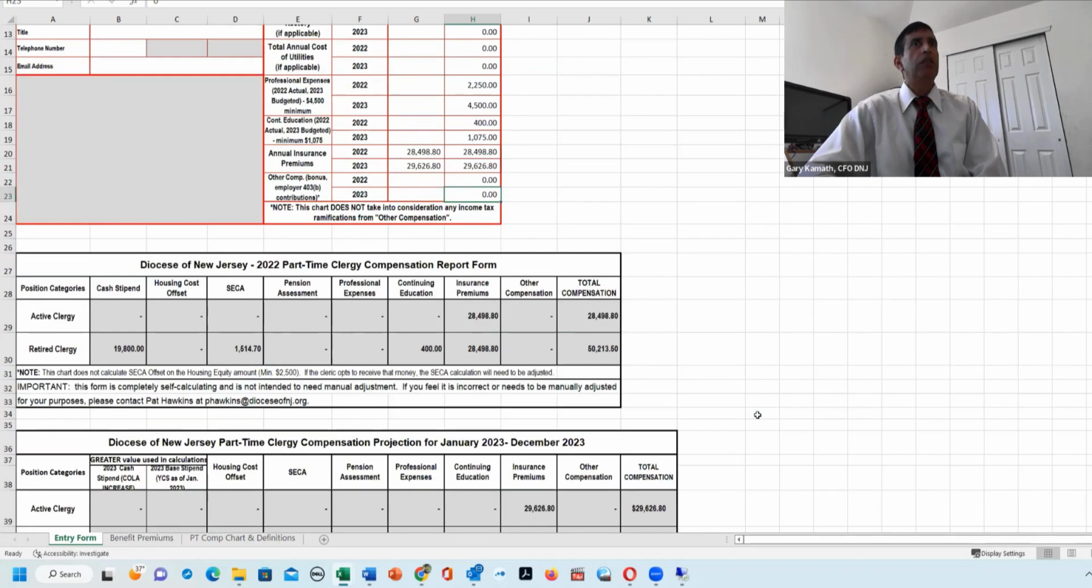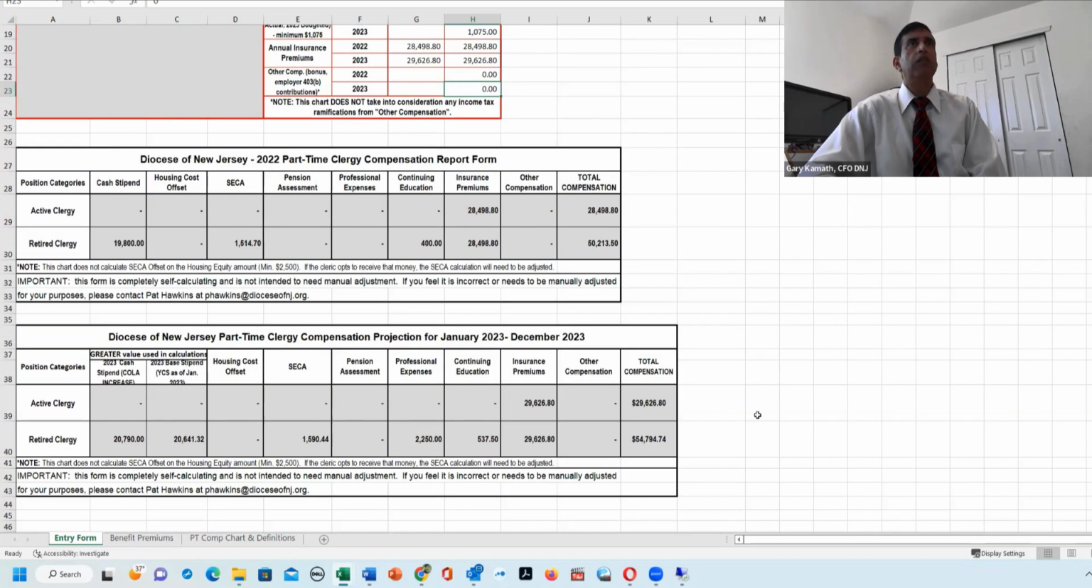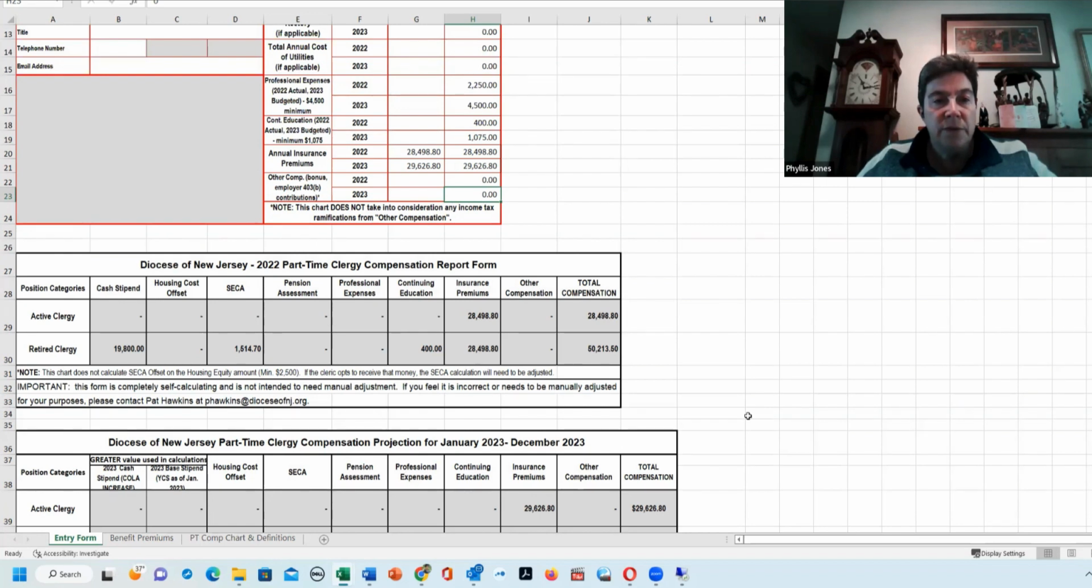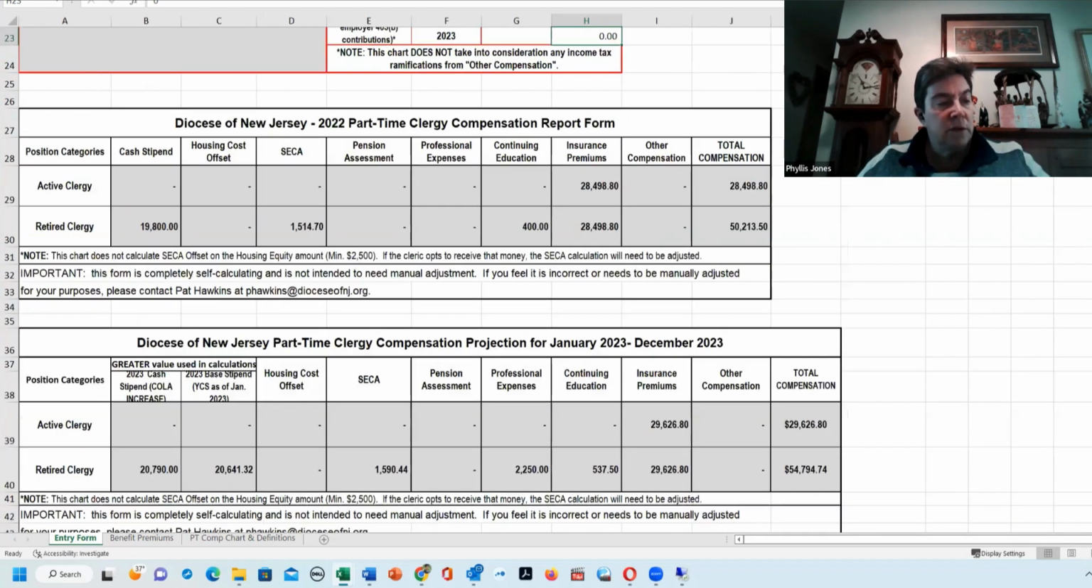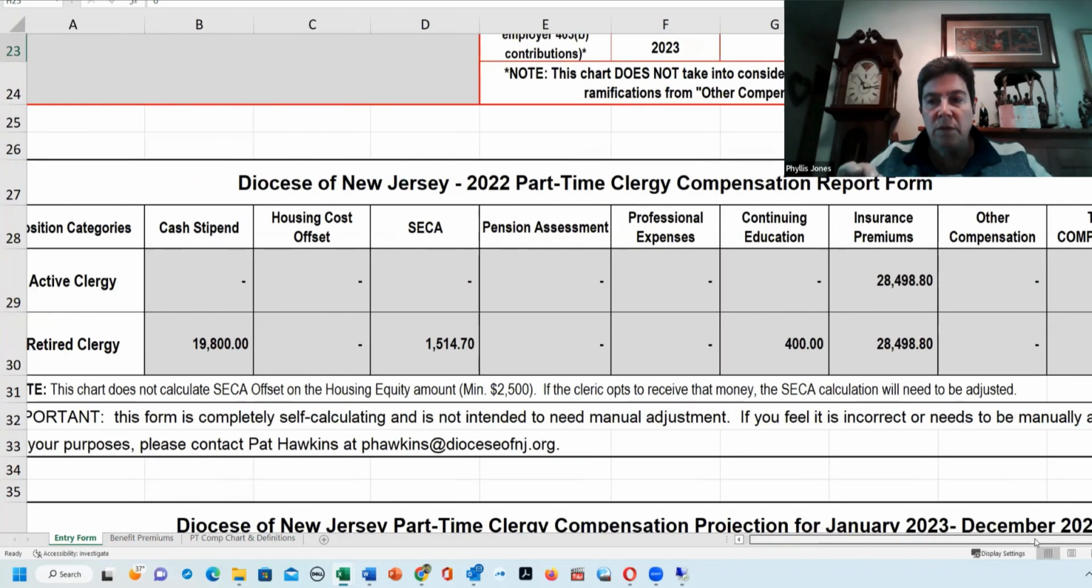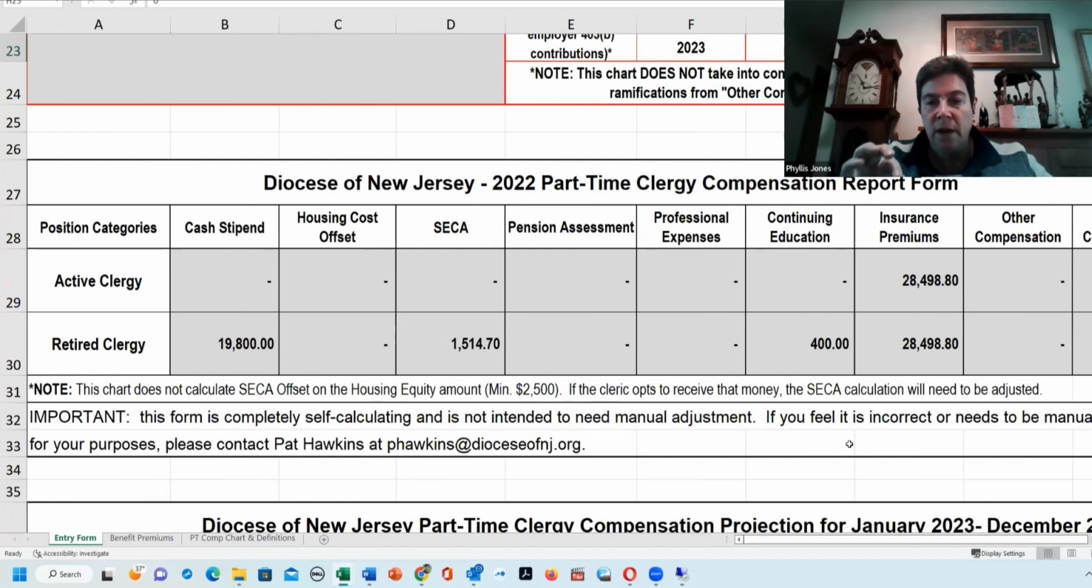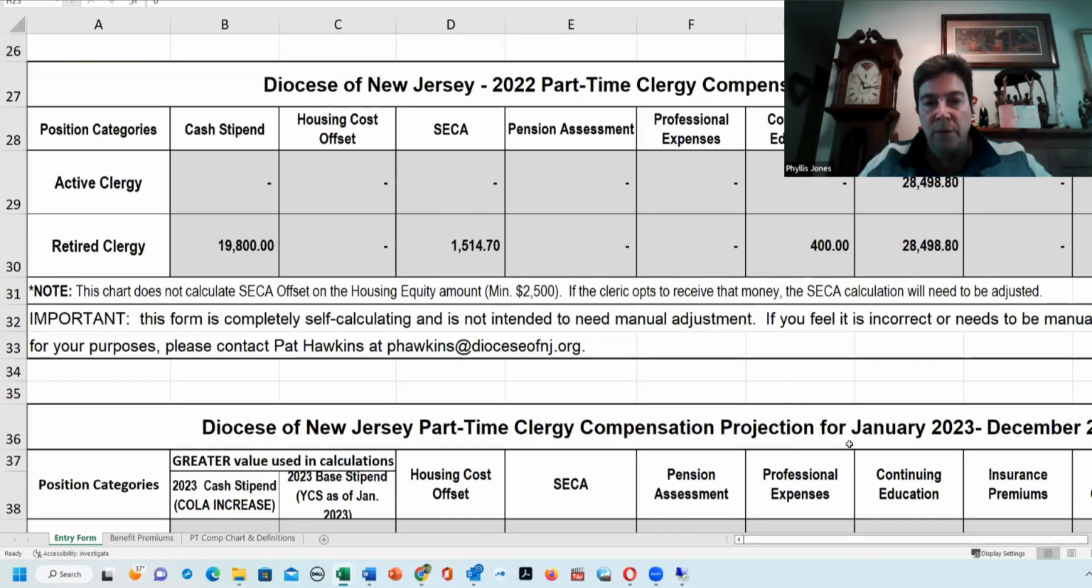So any questions on the clergy compensation, full-time or part-time clergy compensation worksheet? The only other thing I just wanted to emphasize, if you could scroll down just a little bit. Yeah, there we go. Just to reiterate and maybe emphasize a little bit, just to make sure everybody's clear on this. And if you're not, please feel free to speak up and say so.